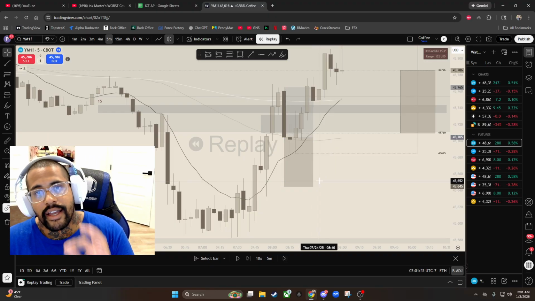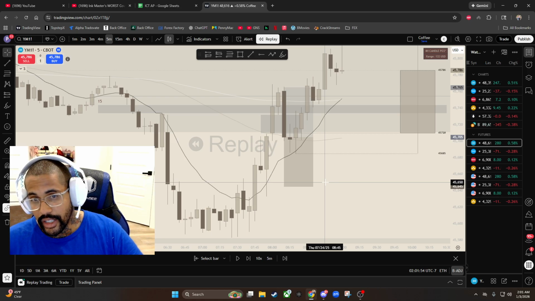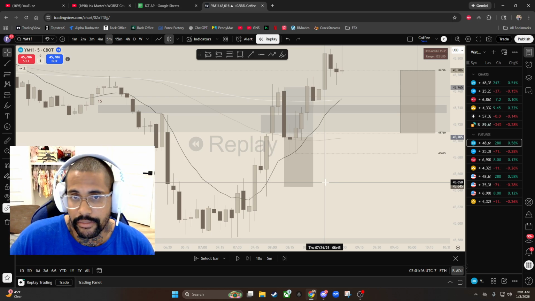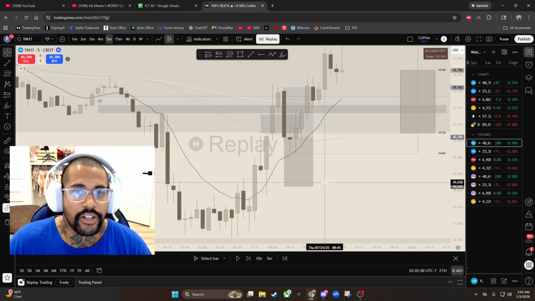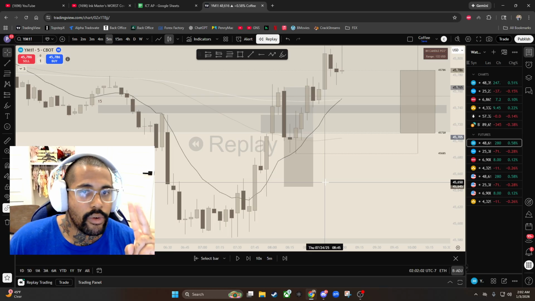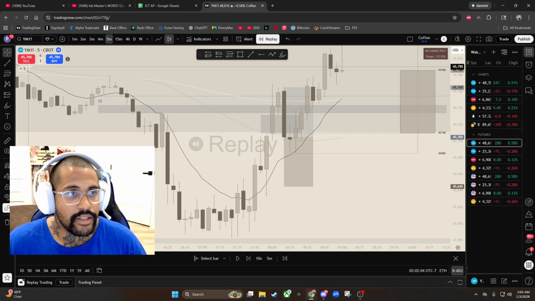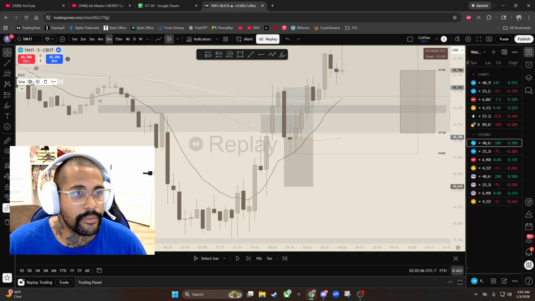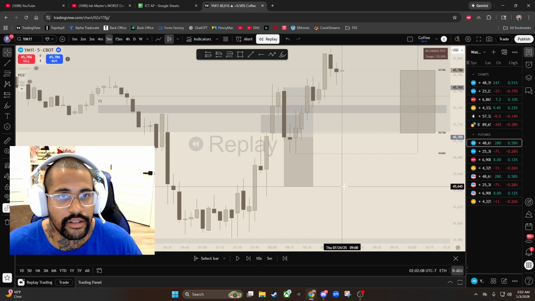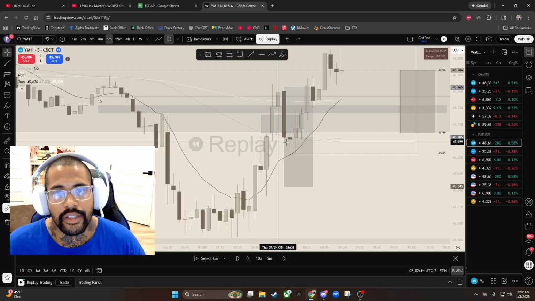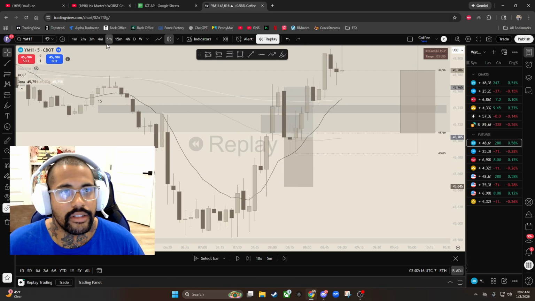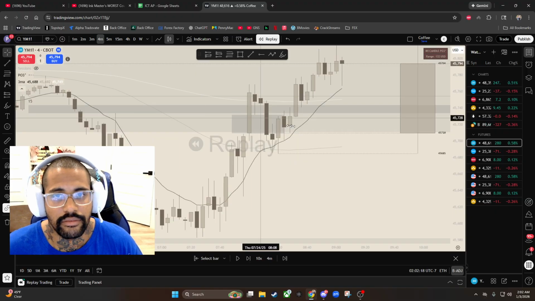But this is how EMAs could help you take better trades and also help you leave out the bad trades and avoid quote unquote bad trades, because this is, I would say, a great trade to take if you're just taking ICT. This has a good story here. But as you can see here, the EMAs prevent it. Let's see on the 4 minute what happens.